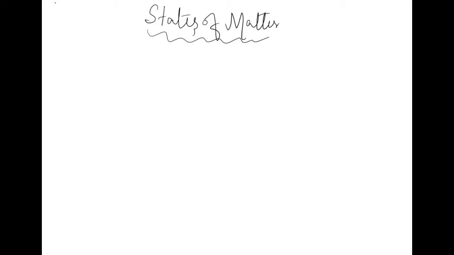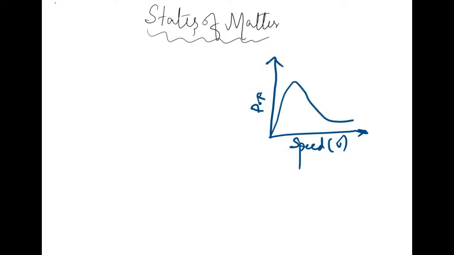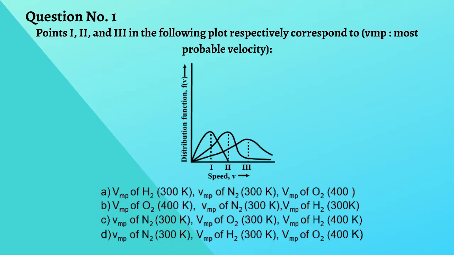The first question is a graph, basically. So let me just draw the graph. It shows a distribution function plotted against speed of molecules, and you have three graphs which go like that. Okay. So the question is that there are three gases mentioned: hydrogen, nitrogen, and oxygen. Which graph corresponds to which gas is the question.